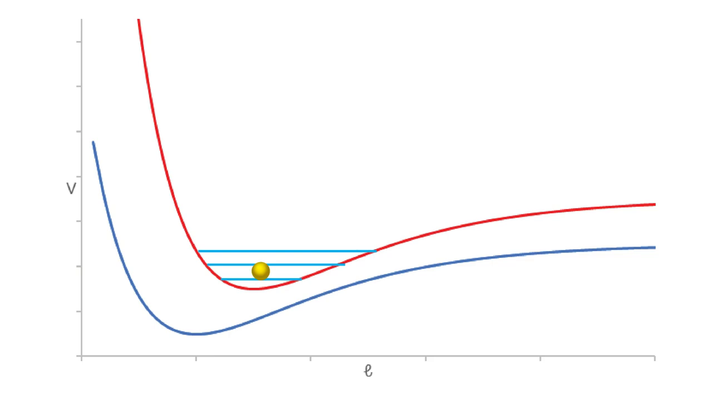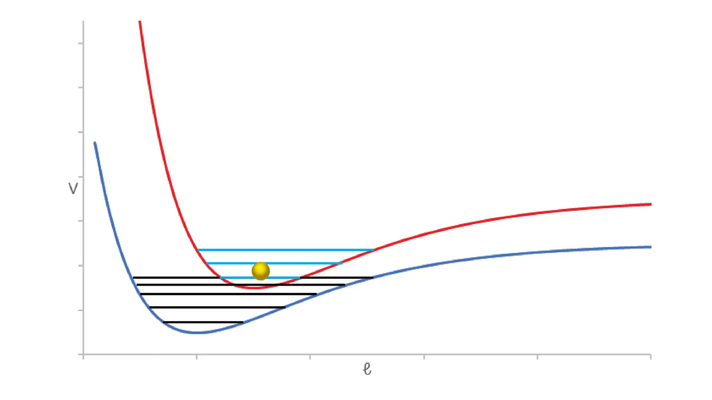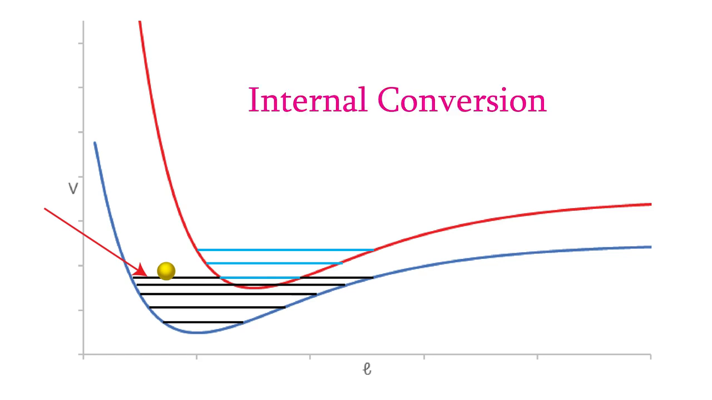Now imagine that these are the vibrational levels of the lower electronic state. Notice that one of those vibrational levels coincides in energy to the vibrational level where the system is. In this situation, the system can simply move to a vibrational level that belongs to the lower curve without actually changing the overall energy of the molecule. The bond will now vibrate on this other vibrational level. This process is known as internal conversion.